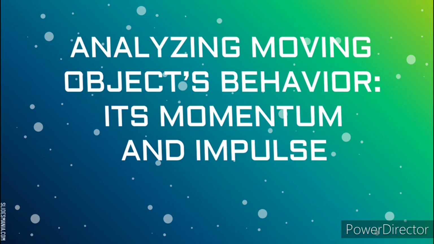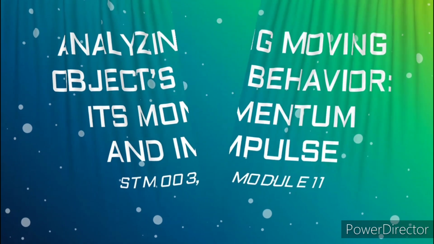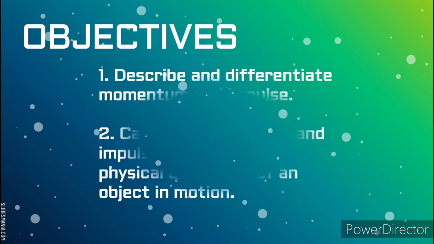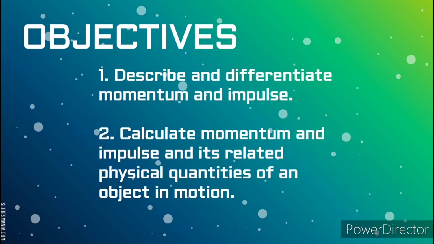Let's start our main target for this week. It is all about Module 11, Analyzing Moving Objects Behavior, ito tinatawag natin its momentum and impulse. For this topic, we have two objectives. First is to describe and differentiate momentum and impulse. And of course, hindi ito mawawala: calculate momentum and impulse and its related physical quantities of an object in motion.